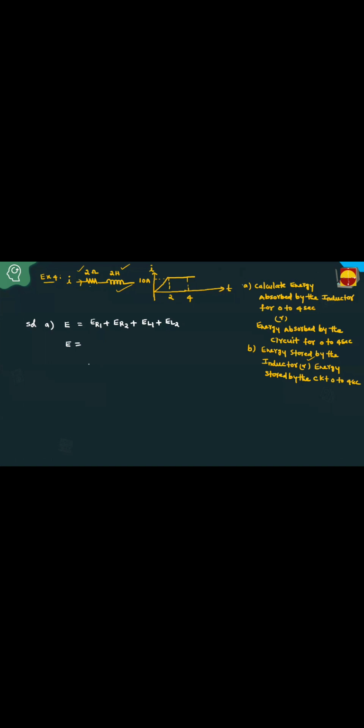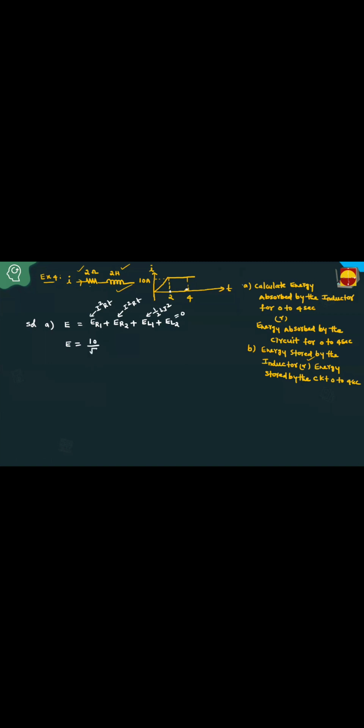0 to 2 seconds: this is I square R into T. This is also 2 to 4: I square R into T. This is EL1, 0 to 2: half L I square. Half L I square. 2 to 4 is 0. I square R into T.